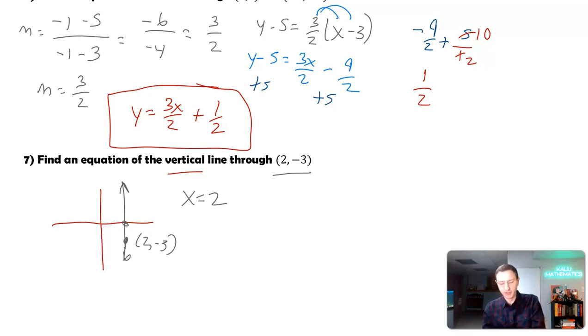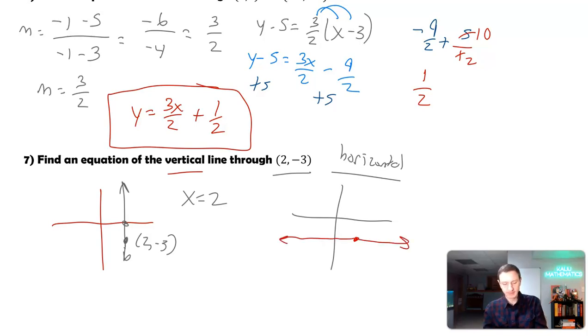I'm going to use this same scenario, and let's just say it's asking for a horizontal line. Horizontal line this time. So if I want a horizontal line through the point 2, negative 3, so 2, negative 3 would be right here. If I want a horizontal line, that would look like this. So what would that equation be? Well, that would cross through the y-axis at negative 3, so then that would be y is equal to negative 3. So just understand the difference between vertical and horizontal.